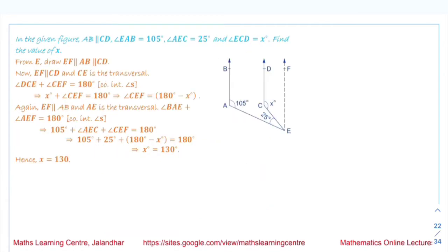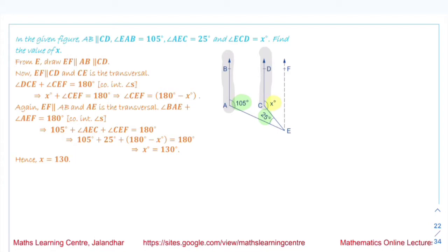Next we are given two parallel lines AB and CD. Then a point E is given, and corresponding to this point, the angles given are, this angle is 105 and this angle is 25 degrees. We have to find the value of X. This value of X we have to calculate.